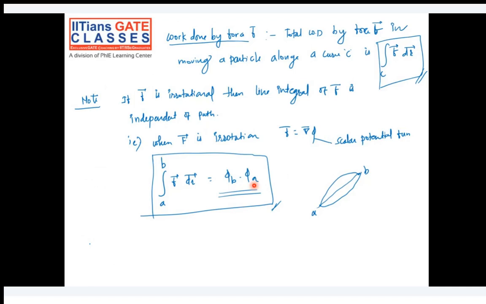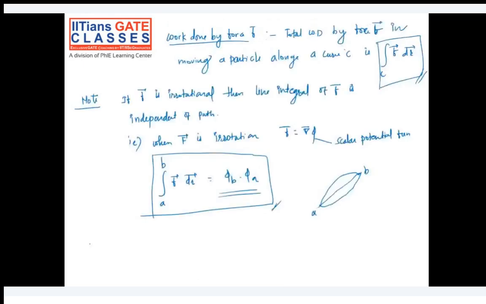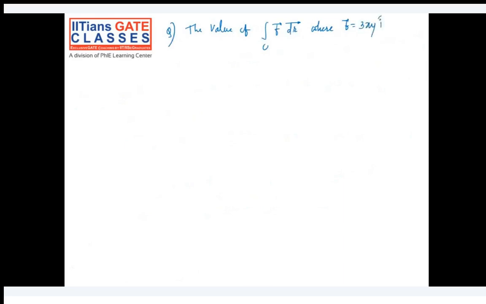The value of integration over curve C f bar dr bar, where f bar is equal to 3xy i minus y square j, and C is the curve y is equal to 2x square, joining points (0, 0) and (1, 2). Okay. Yeah, that's all. Solve it.